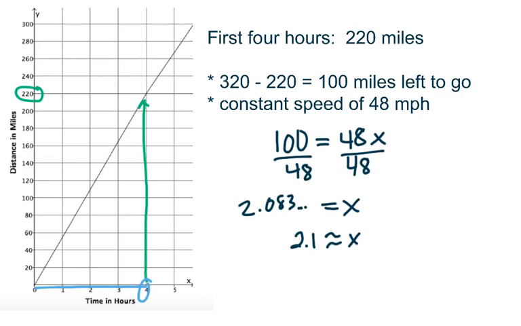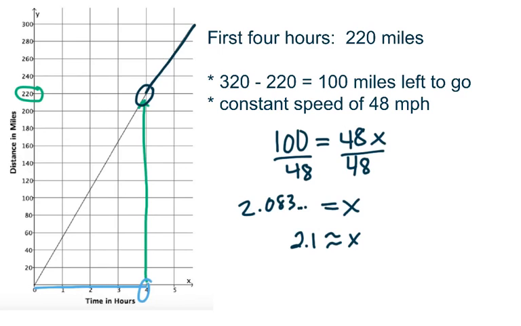And so I did that. You can see I read across and I realized that at 4 hours it had gone 220 miles, and I knew that I was reading until right there on the graph, because that's where the graph sort of broke and it started going a different direction.